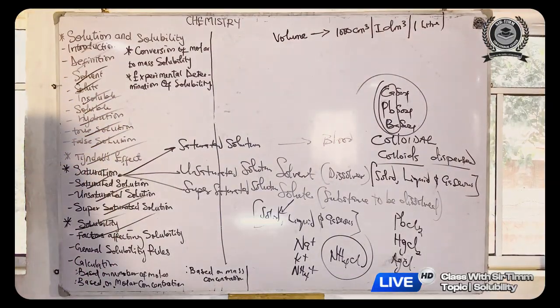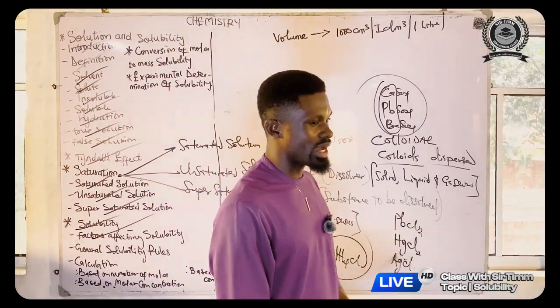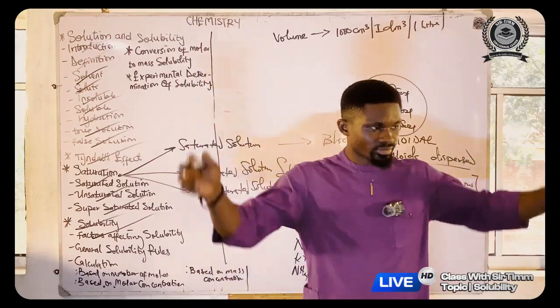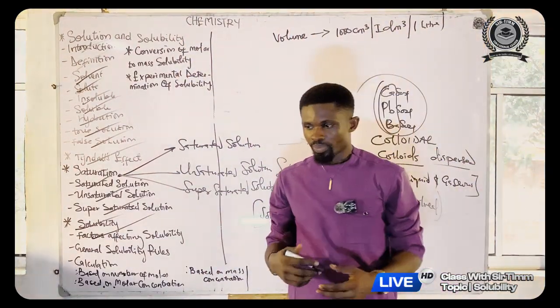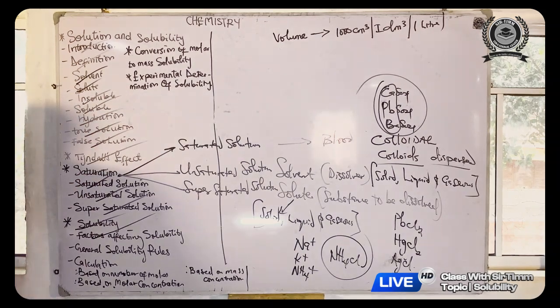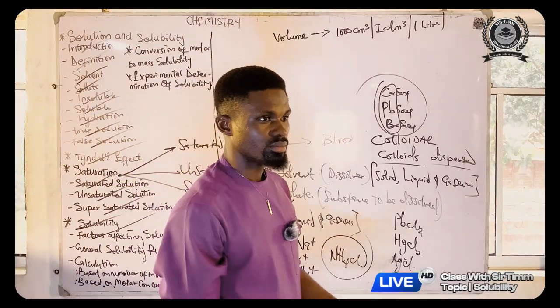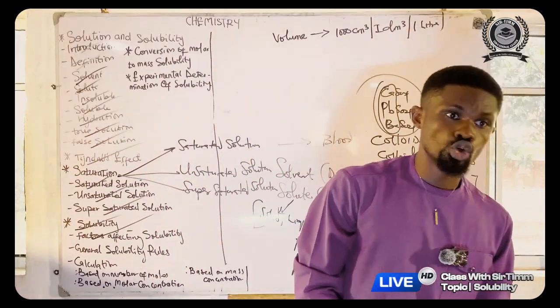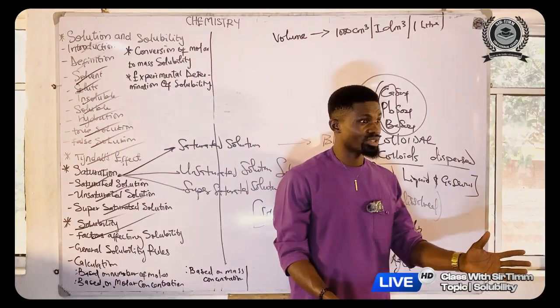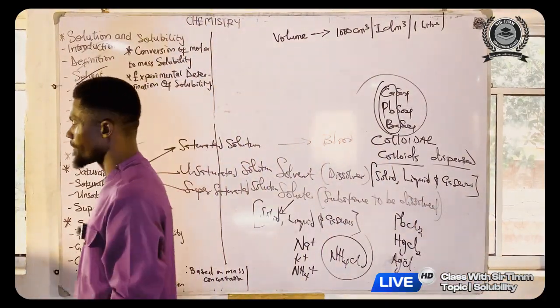Number 4, almost all nitrate salts are soluble. That's NO3, right? All of them. So think about it. HNO3, sodium nitrate, potassium nitrate. Any nitrate at all. All of them are soluble. Are you with me?